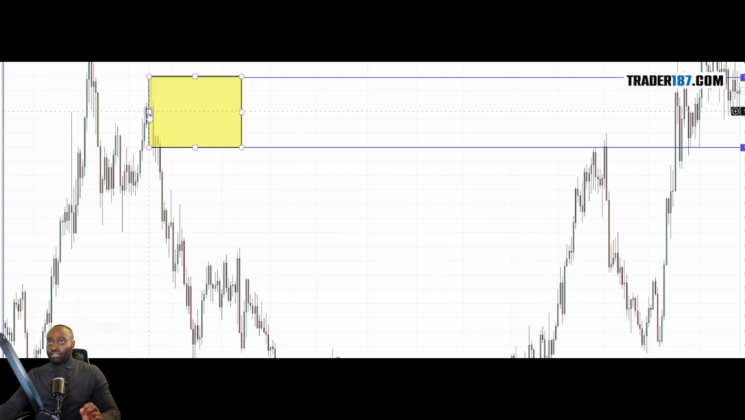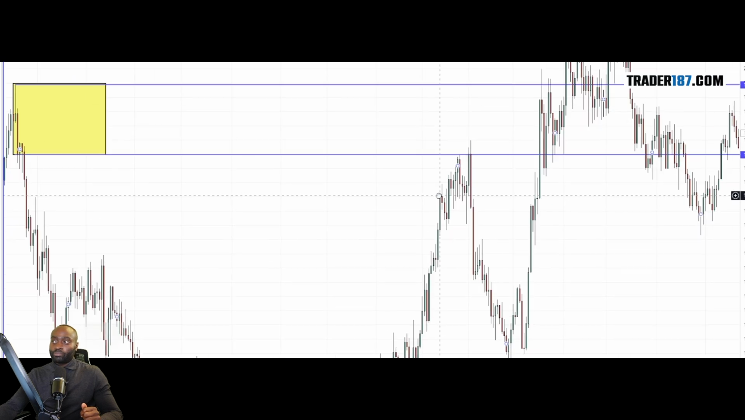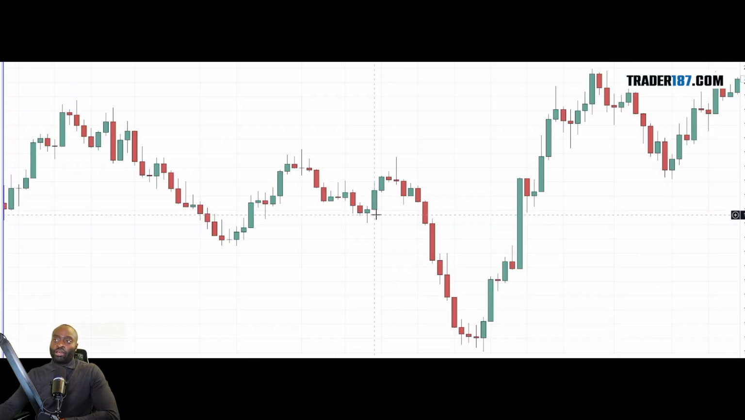So if we look, this is our area of resistance. You can see that price touched it a little, then it re-entered our area. Price was pushed down rapidly and we could have made profit. Now we're going to look at an example of where a level of resistance can become a level of support.